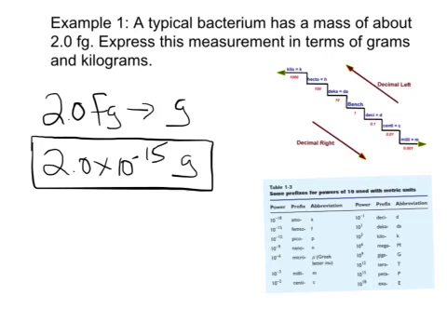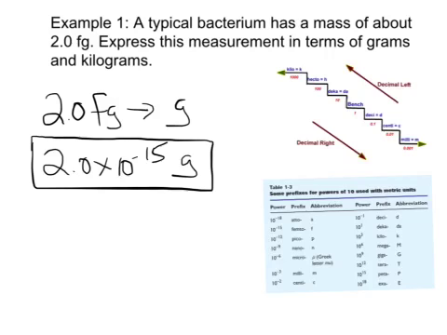Now it asks us to change it into kilograms as well. Okay, so now that we're in grams, it's a simple move. If we look here, we're in grams. We've got 2 times 10 to the negative 15 grams. All this number means is that the decimal point has been moved 15 places to the left from where it is right here.